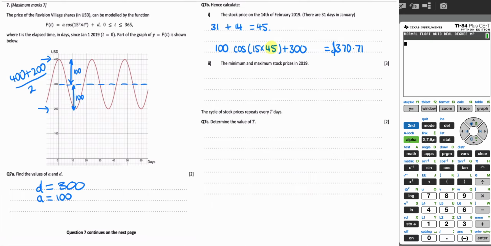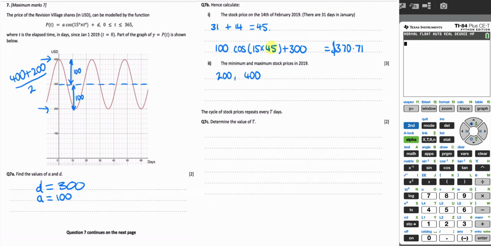And then the next question says to find the minimum and the maximum. So the highest and lowest stock prices are 200 and 400. It's not asking for a coordinate or a value. It's just asking for what is the maximum and minimum stock prices.